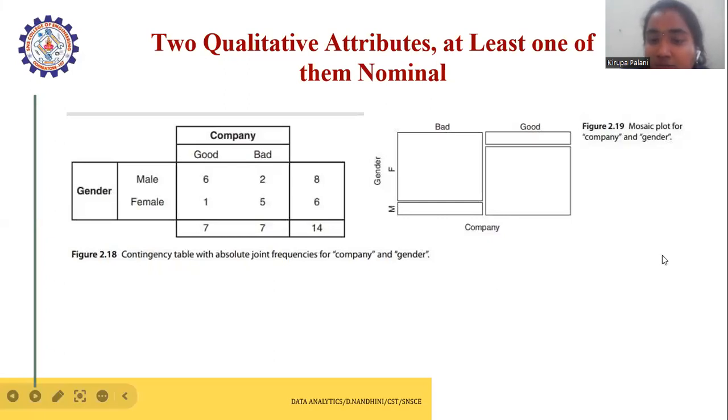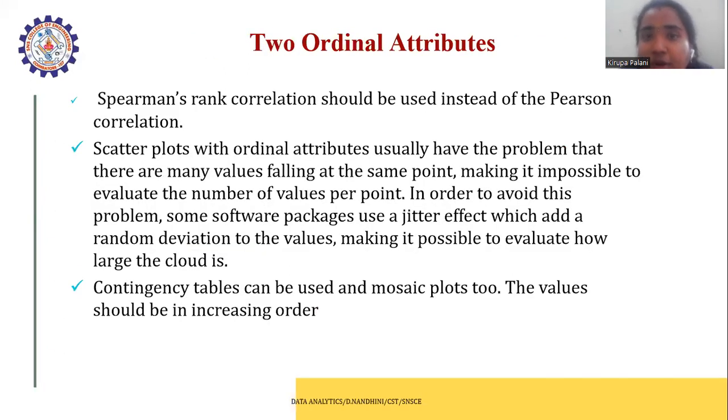Next one is two ordinal attributes. Spearman's rank correlation should be used instead of Pearson's correlation. Scatter plots with ordinal attributes usually have the problem that many values fall at the same point, making it impossible to evaluate the number of values per point.